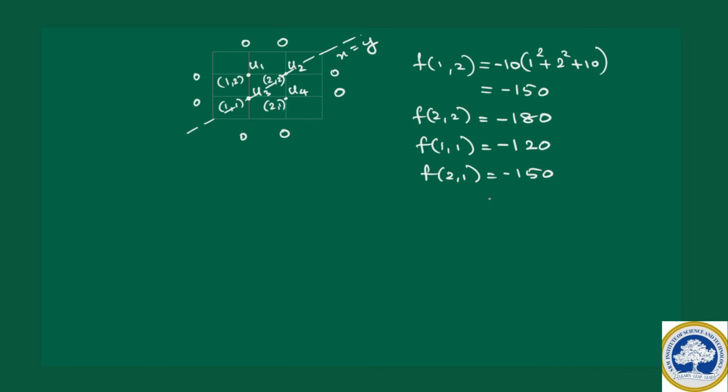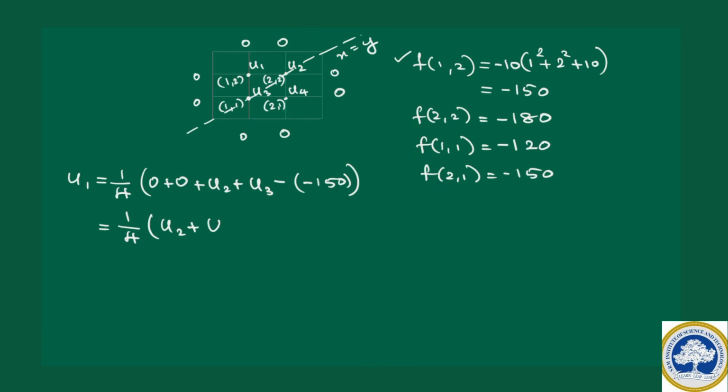Now using these values we have to write down the formula for u1 first. So u1 is equal to what? 1 by 4 into, please remember the diagrammatic representation, the adjacent points are 0 plus 0 plus u2 plus u3 minus of the function value for u1, which is minus 150. So we write it as 1 by 4 into u2 plus u3 plus 150. So this is the formula for u1.